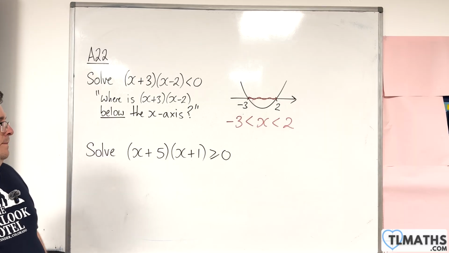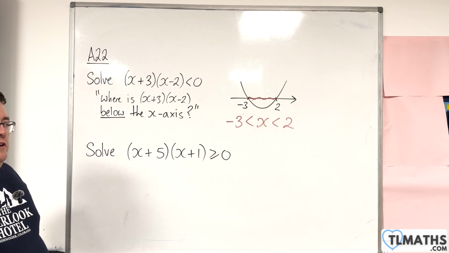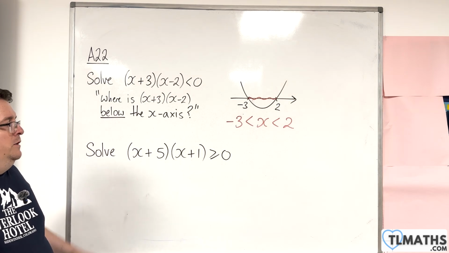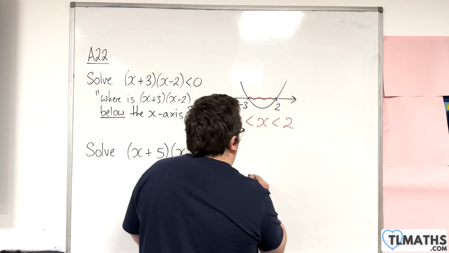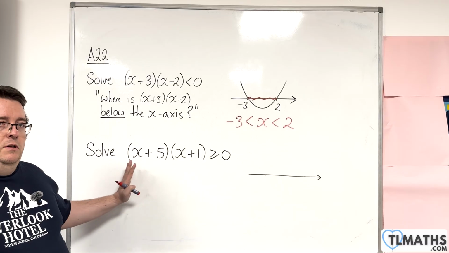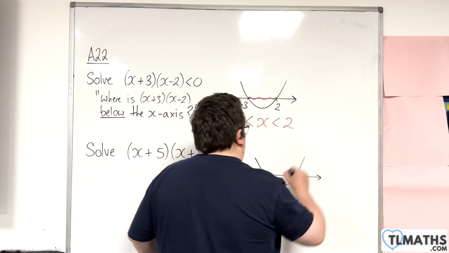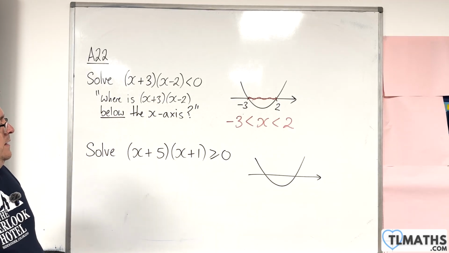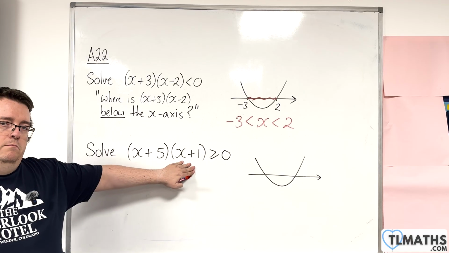Let's go for another one. A little bit faster this time. Solve (x + 5)(x + 1) ≥ 0. So, we're going to do ourselves a sketch. Here's an x-axis. This is a parabola, positive x squared. So, just the same as last time. Where's it crossing the x-axis? -5, -1.